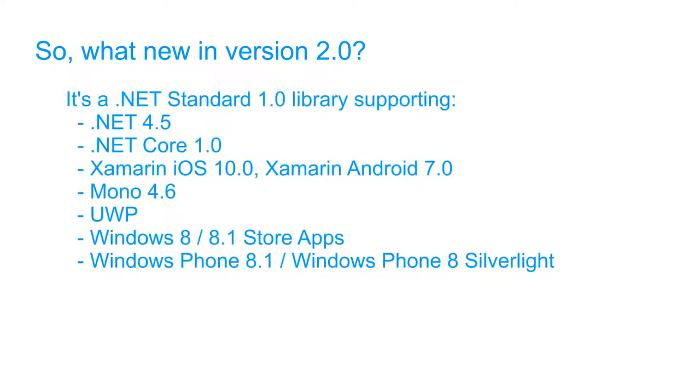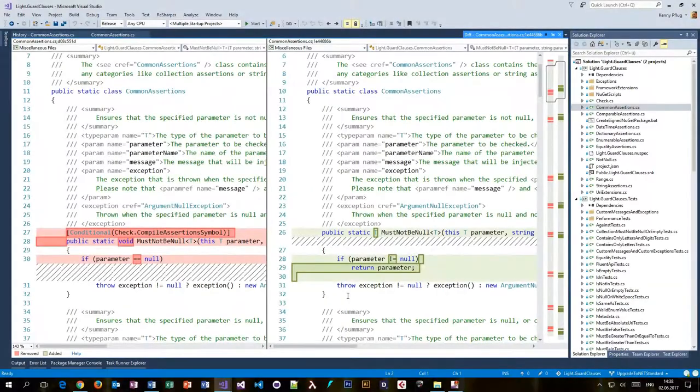So, what's new in version 2.0? First of all, Light.GuardClauses is now a .NET Standard 1.0 library which runs on a wide variety of platforms like .NET 4.5 or .NET Core 1.0 and possible future platforms that will implement the standard. Furthermore, a breaking change of 2.0 is that there is no more conditional compilation. In version 1, every assertion method of Light.GuardClauses was marked with the conditional attribute, so you could include or exclude these calls to the precondition checks when you compiled the project.